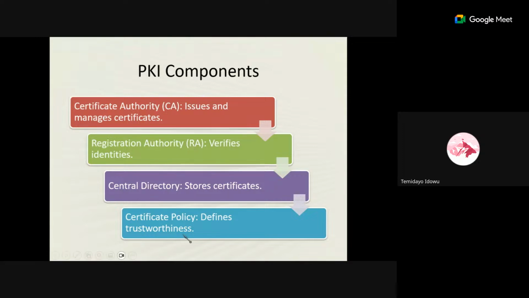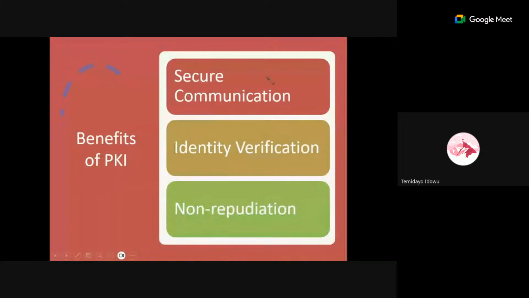And the next thing is certificate policy. It defines trustworthiness. There are different policies that are used to define if a certificate is really trustworthy. And that's where I think I talked about the chain of trust, using a third party. Because my friend or somebody on the network has accessed that website and has signed that particular certificate, I don't need to do the same thing again. I can just trust it, because somebody on my network has done it. I can also trust that same person and do it also. And the benefits are secure communication, identity verification, then non-repudiation.